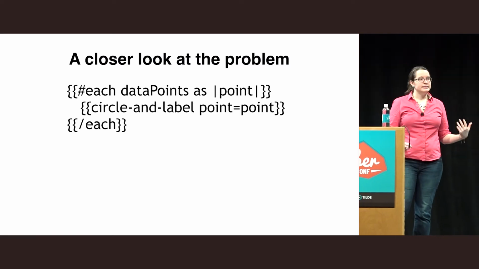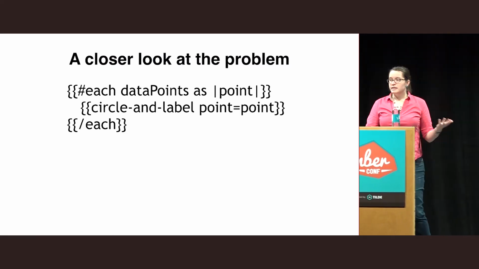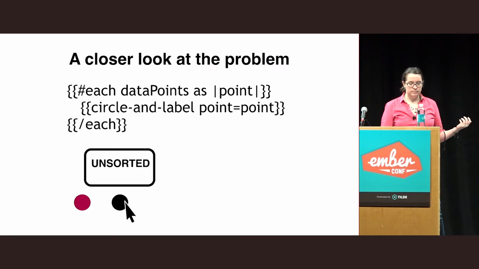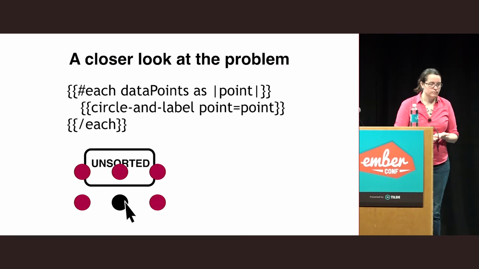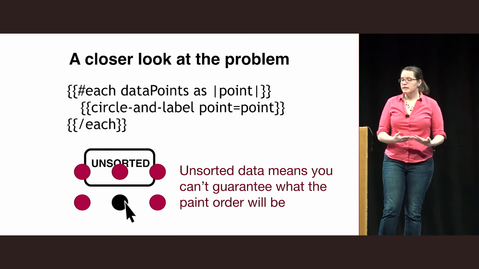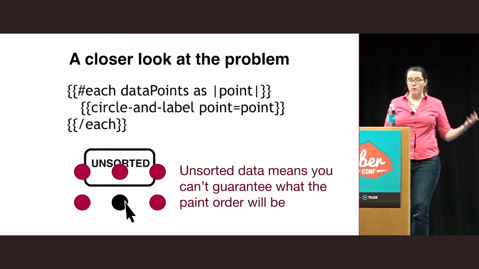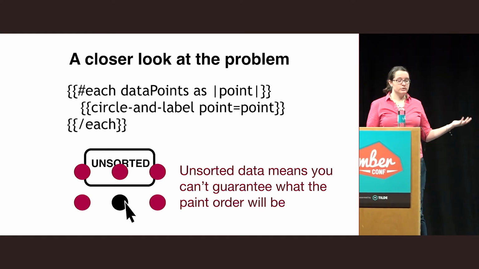To get a better idea of this problem, let's watch the current render order stepping through the DOM. Fundamentally, unless I have sorted my data points, I can't make any guarantees about what order they're going to show up on the screen.